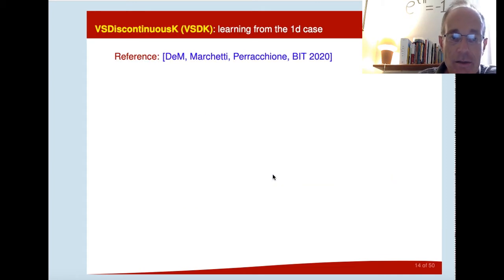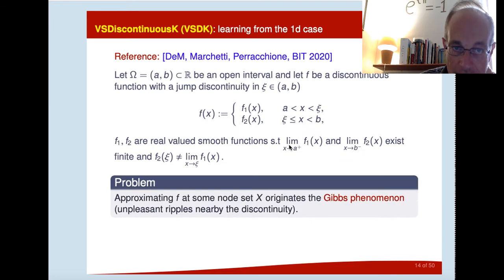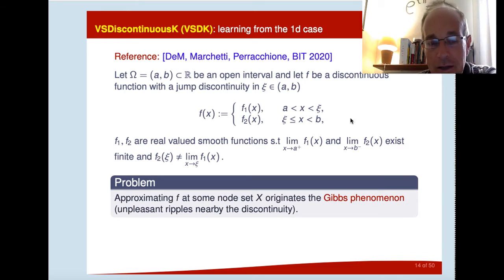Okay. Now, what about the discontinuous case? We call it the variably scaled discontinuous kernel. The reference is the paper that I've already quoted in BIT Numerical Mathematics. So we start in the one-dimensional case. So we learn from the one-dimensional case.